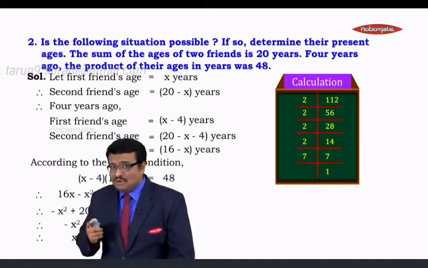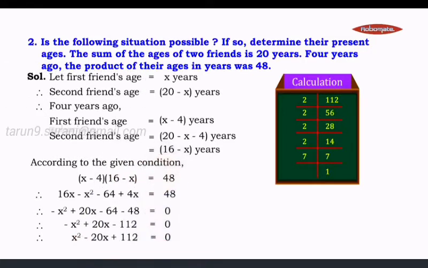Now, what do we have to do? Let us check the equation. Look at the last sign. The last sign is plus. Plus means we have to add the factors of 112 and get 20 in between. Yes or no?